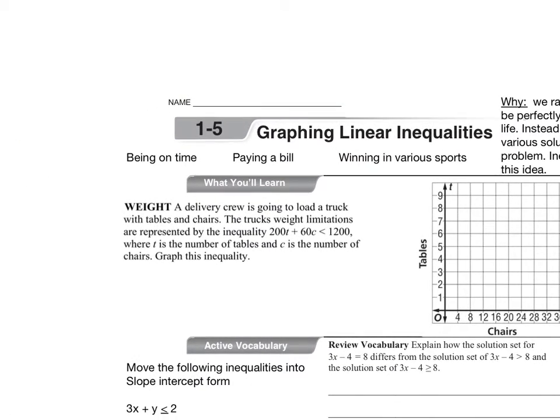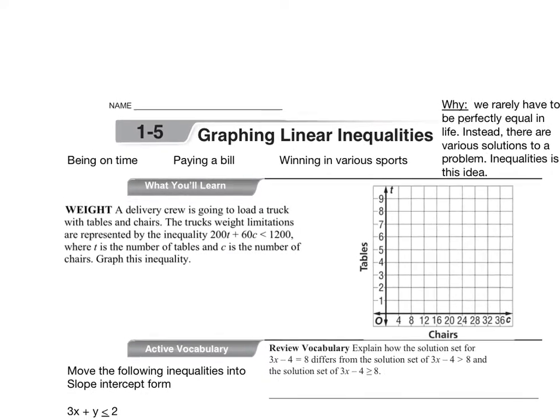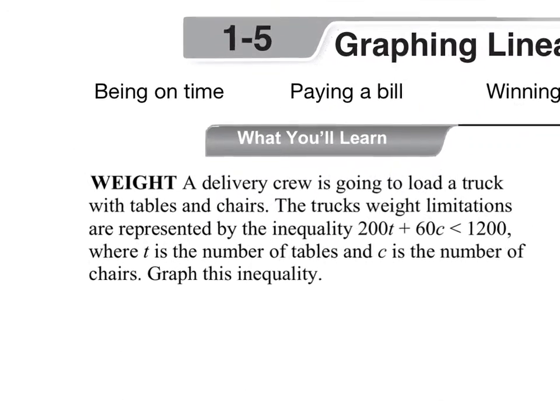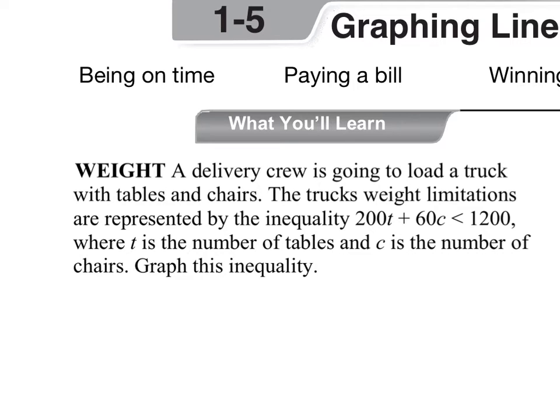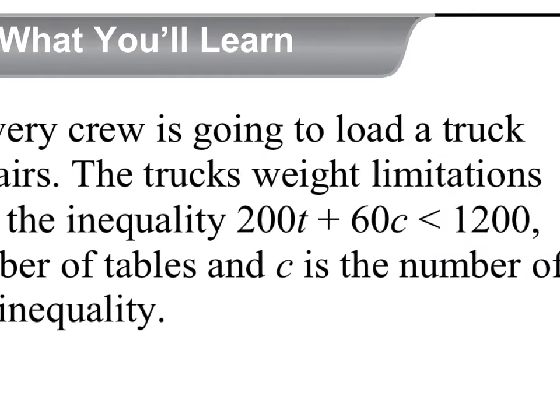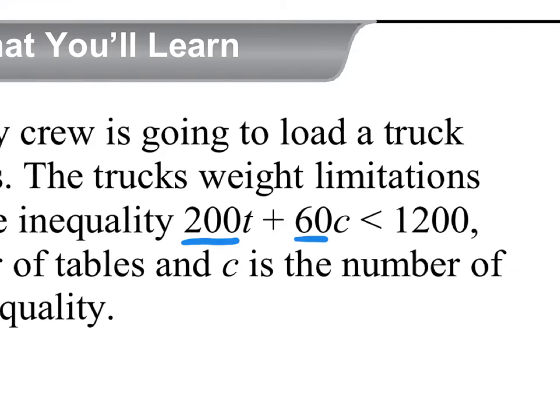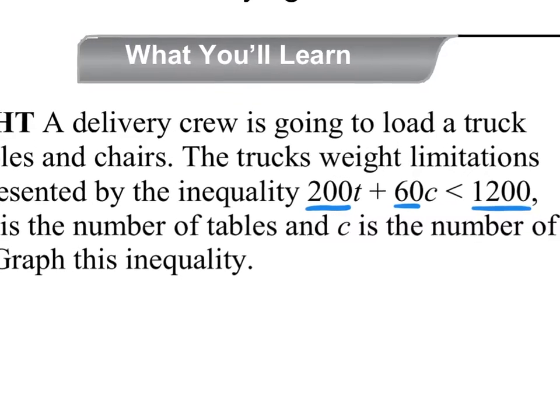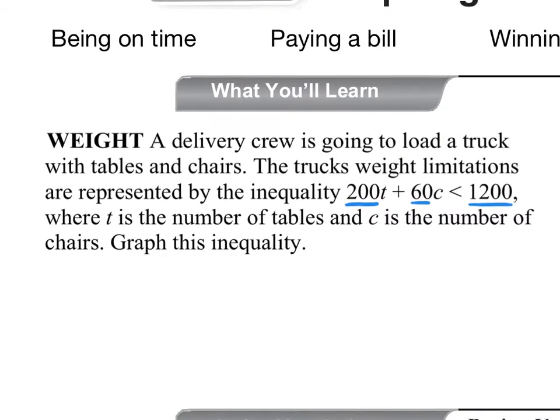What we're going to do now, though, is take equations that aren't just in one variable, but have two variables. So in this case, we have T and C. A delivery crew is going to load a truck with tables and chairs. The truck's weight limitations are represented by this inequality, where each table contributes 200 units of weight, each chair contributes 60 pounds of weight, and the total amount of weight that the truck could have is 1,200 units of weight.